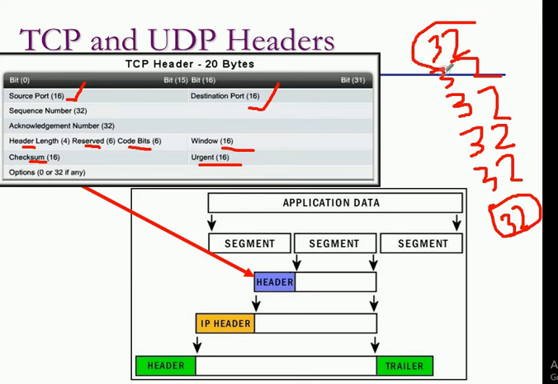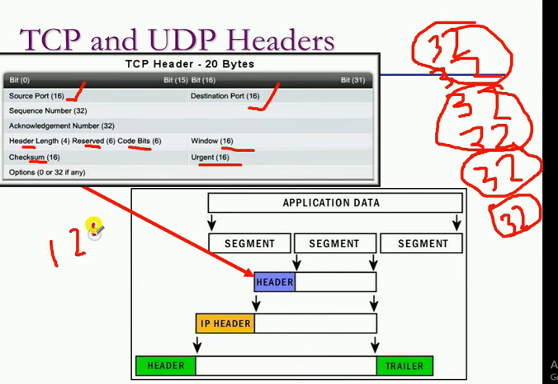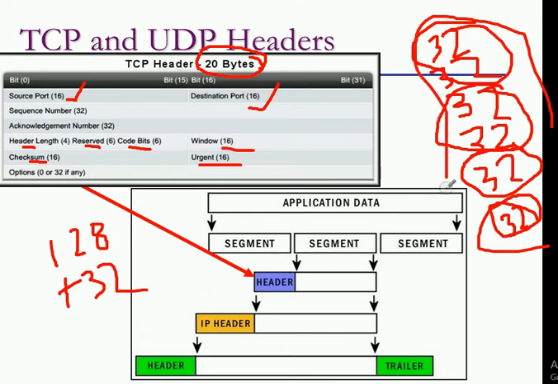So 64, 128, and 192. No, wait, 128 plus 32, how much is it? Okay, math time. 128 plus 32, that is actually 160. Okay, and then there's again 32, 64, but that's optional though. So this is the structure, which is 20 bytes, and I gave you the bit tree over here.